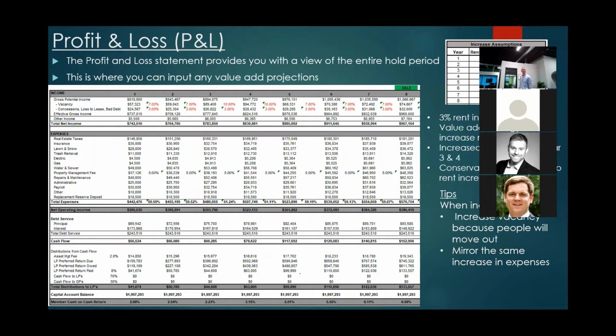Also mirror the expenses. I assume that if rents are going up, that means we're putting some money into the property. There's going to be some more costs. So let's bump the expense up as well, so those numbers even out. It's not unfair on one side or the other. So yeah, that's really what a P&L will look like.